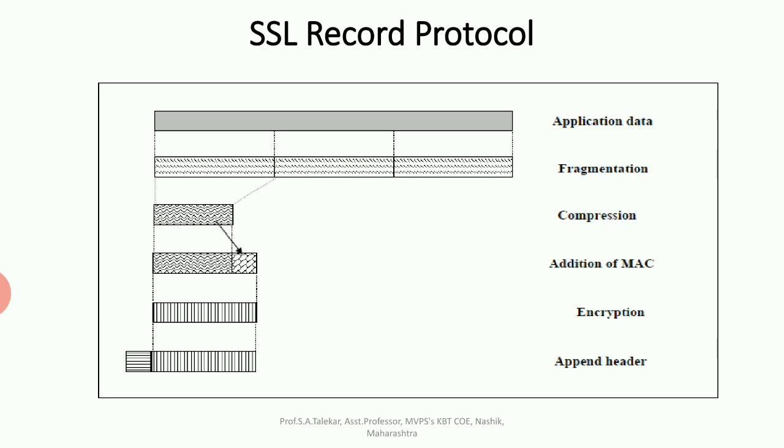The next step in the processing is to compute a message authentication code over the compressed data, and for this purpose a shared secret key is used. Next, the compressed message plus the MAC are encrypted using symmetric encryption. So these are the steps which are involved in the SSL record protocol.